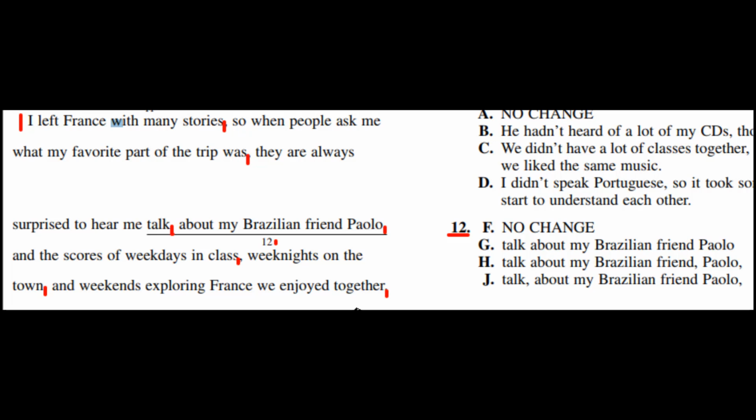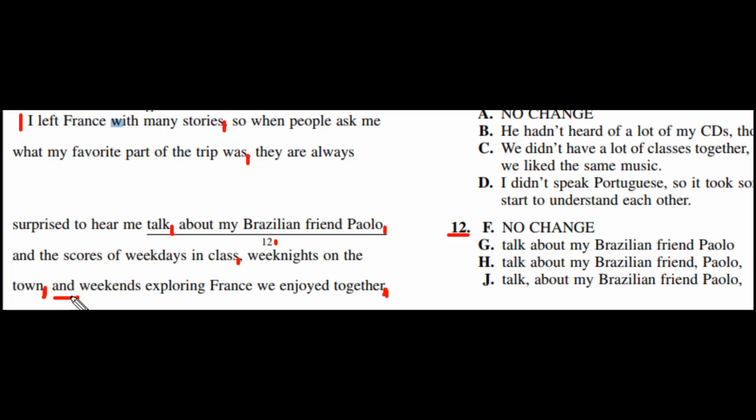So what we want to do is we want to go ahead and start at the very back, at the end of the sentence right here. All right, so if you look at the end of the sentence here, it says, and weekends exploring France we enjoyed together. All right, you'll notice that you see the word and, okay, and a comma. Right away your eye should pop and say, hey, hypnotizing the chupacabra, that's the fanboys.